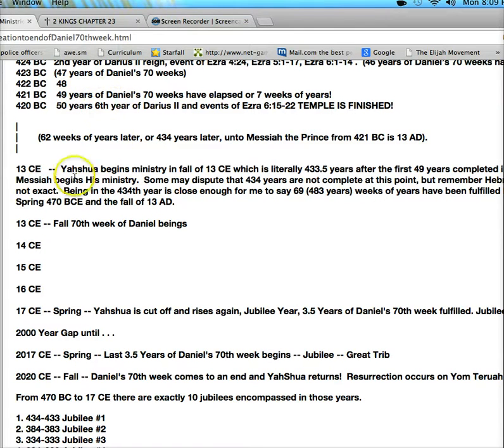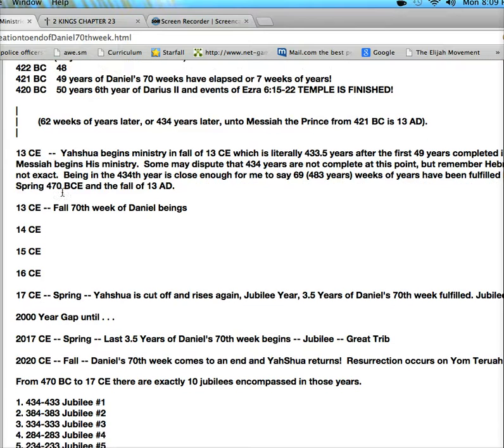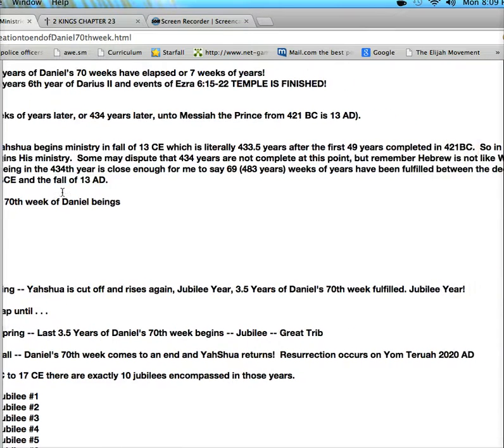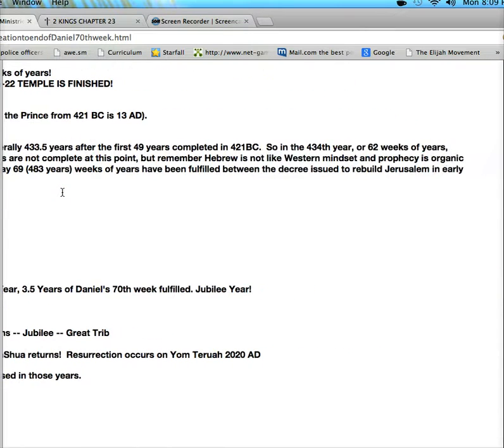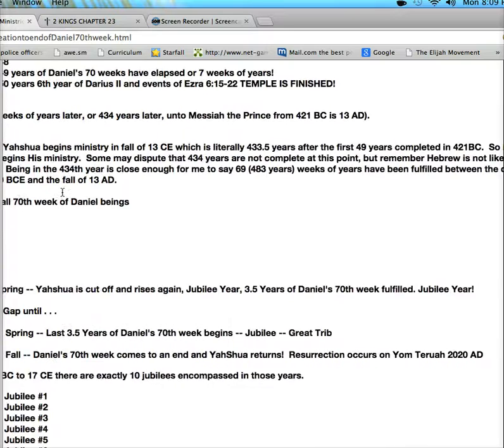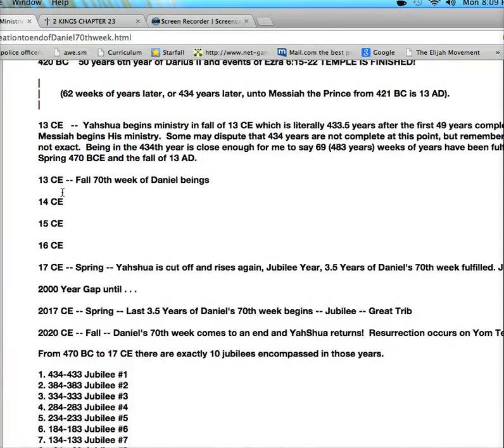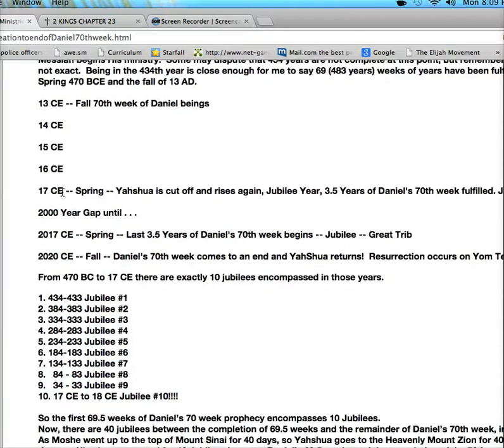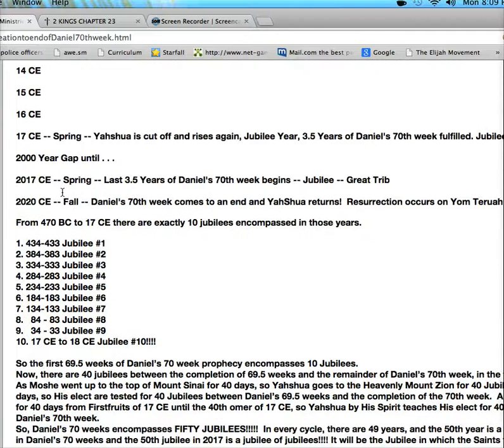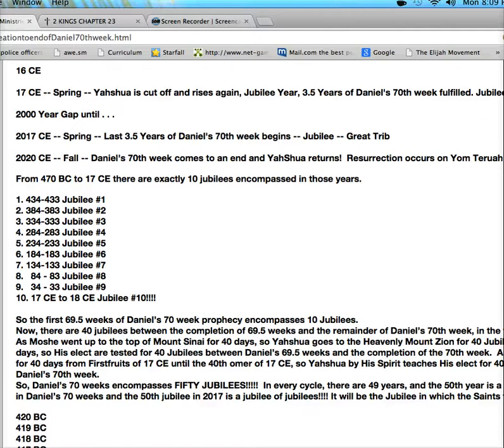Then we got another 62 weeks of years, taking us down to 13 AD, or CE, where Yahshua begins his 3.5-year ministry in the fall of 13. And then he has 3.5 years where he ministers until 17, the spring of 17. People say, well, why do you put Yahshua's death and burial and resurrection in 17 when everyone else is putting it in 28, 30, and 33?